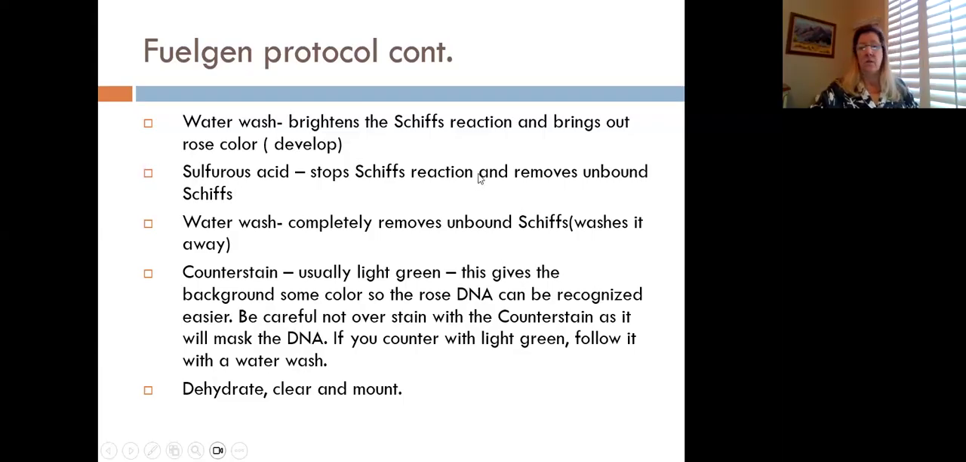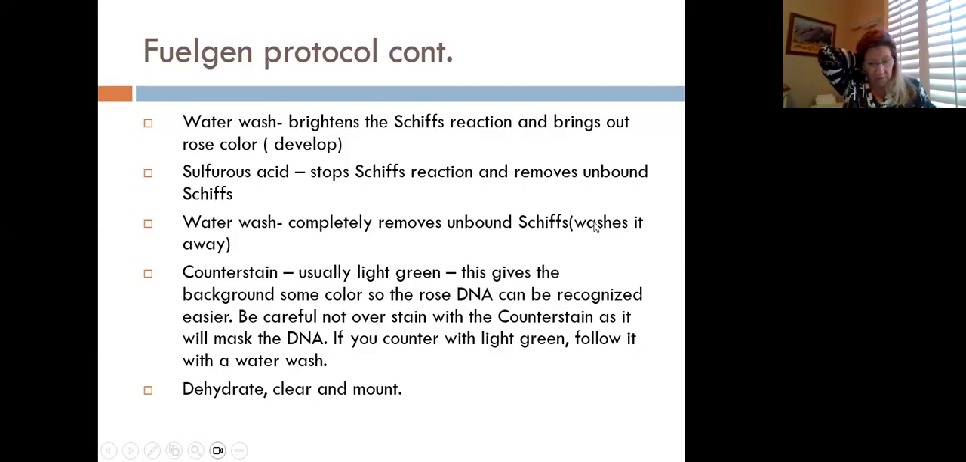I personally don't like this. I never used this because I have an opinion about it. But then you can hit it with the sulfurous acid. And this is going to stop that Schiff's reaction, and it's going to remove any unbound Schiff's. Okay. And when I say unbound Schiff's, what does that mean? Any non-specific staining. Okay. Then you're going to water wash. And that is going to completely remove any unbound Schiff's or non-specific staining and wash it away.